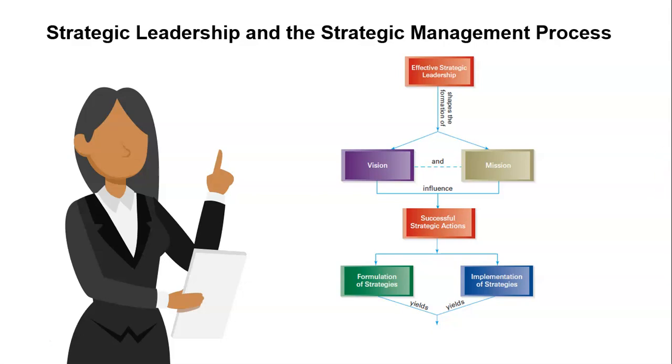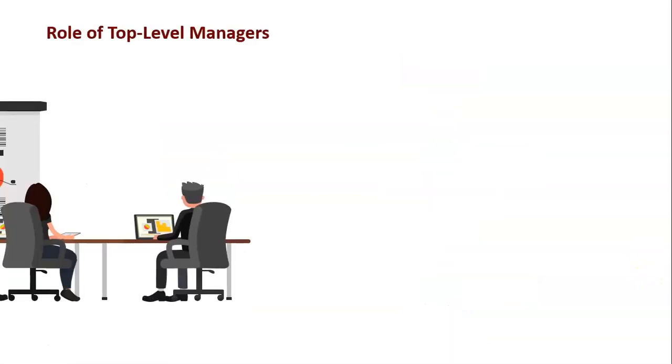These formulation and implementation of strategies now yield strategic competitiveness and above average returns. What this graphic is really showing you is that the whole strategic management process is led by an effective strategic leadership team, because without effective leadership, all the other strategies being put in place would result in poor performance.